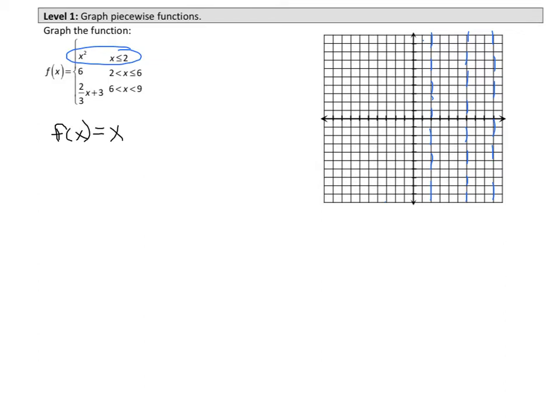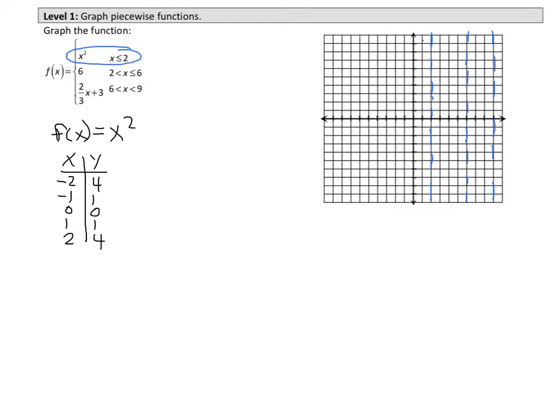So for f of x equals x squared, I'm going to make a little table of values. And maybe I'll go from -2 to 2. I definitely want to stop at 2 because that's my last endpoint. And then I plug these numbers into x squared. -2 squared is 4, -1 squared is 1, 0 squared is 0, 1 squared is 1, and 2 squared is 4. And I'm going to plot these points on my graph.